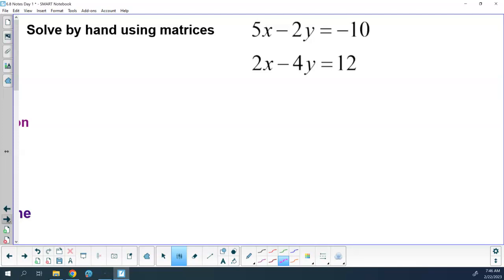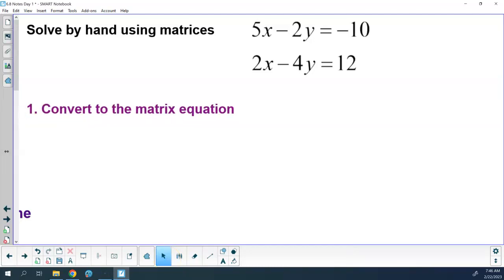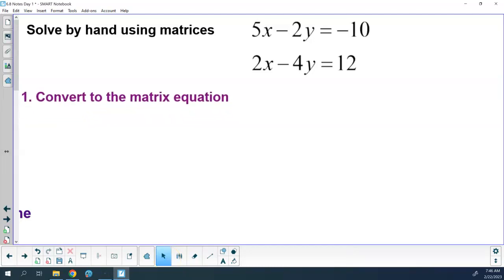fast for you. Okay? So the first thing that you need to do is make sure that you have it lined up like this: x's, then y's, then the equal sign, then the numbers. It has to be lined up just like that. Okay? So then, once that's done, we are going to convert that system to a matrix equation.